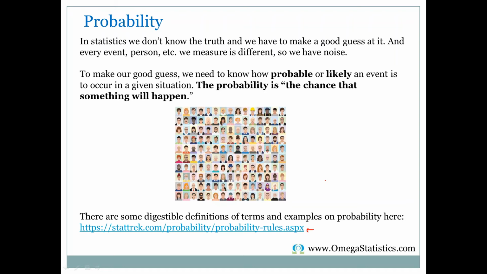To make our good guess, we need to know how probable or likely an event is to occur within a given situation. That's what probability is. It's the chance that something will happen. So we'll be talking a little bit about events. What's the chance that event A will happen, right? And it's a probability, it's a guess. And so it's not known for sure.